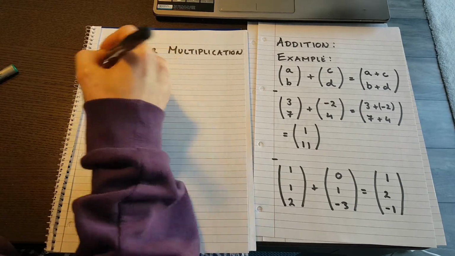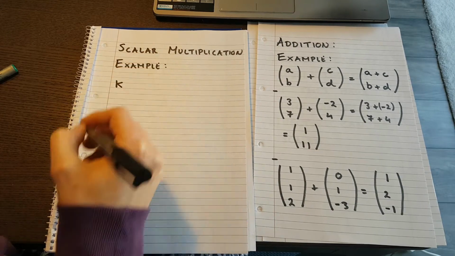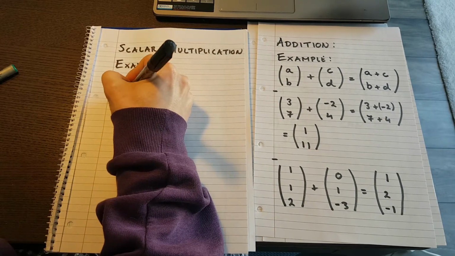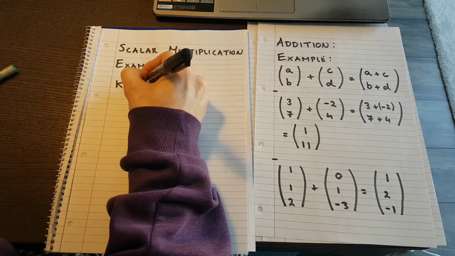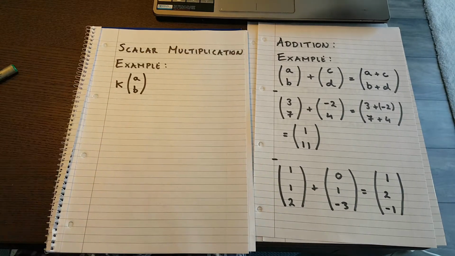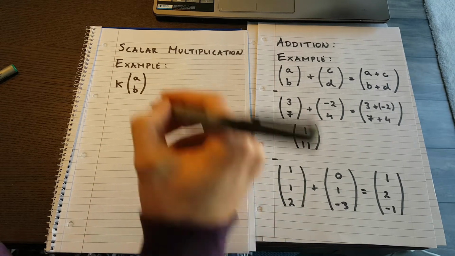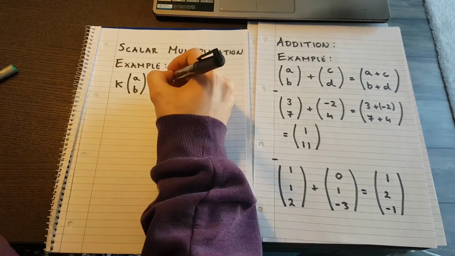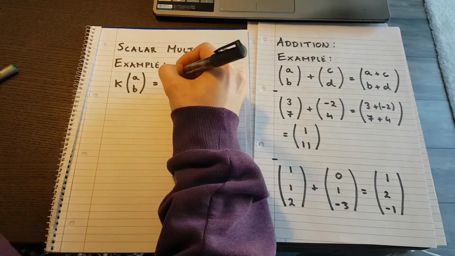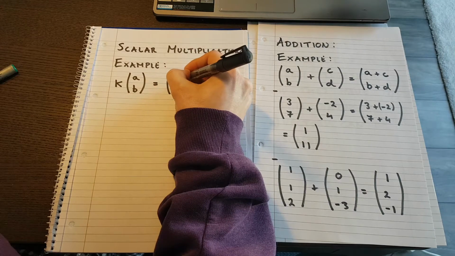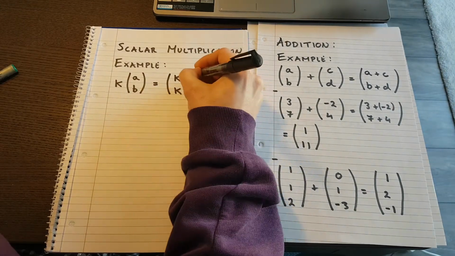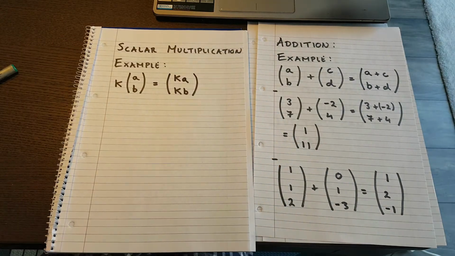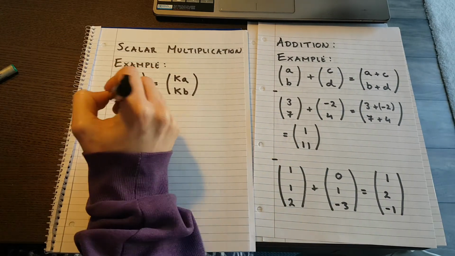Let's say I have some number which I'll call k, and I multiply that by the vector ab. So k here is a normal number, and a and b are the components of a vector. Well, all I do is I multiply in both components. So I have k times a, and I have k times b. Okay, let me give you an example of that.